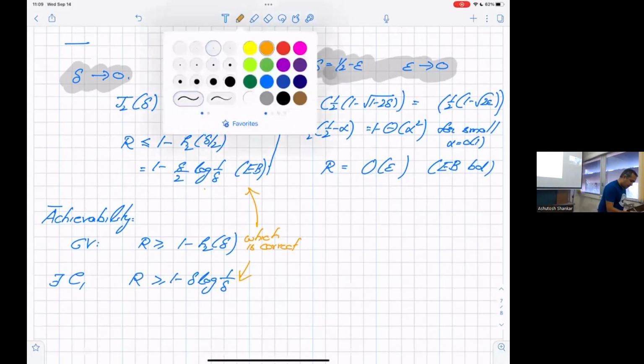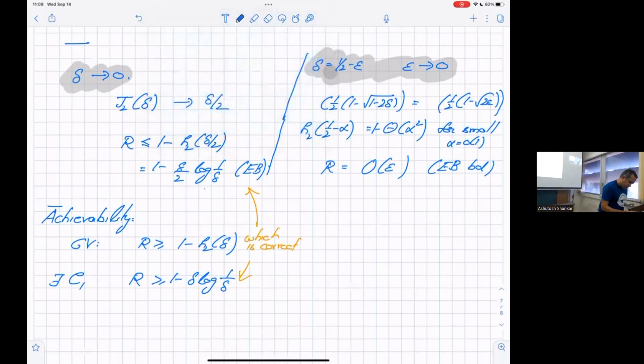Let's go to the same thing in this regime. What does Gilbert-Varshamov give you over here? Gilbert-Varshamov gave you R greater than or equal to 1 minus H2 delta. Delta is half minus epsilon, so it's 1 minus epsilon squared here. Therefore, there exists a code C so that R is omega epsilon squared.